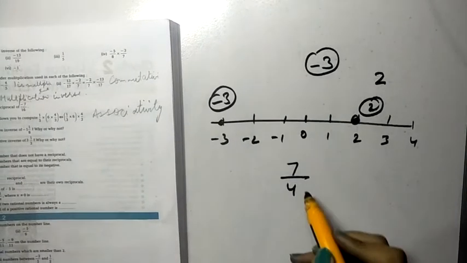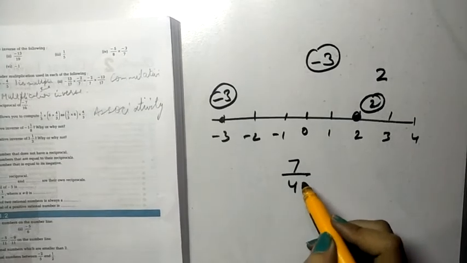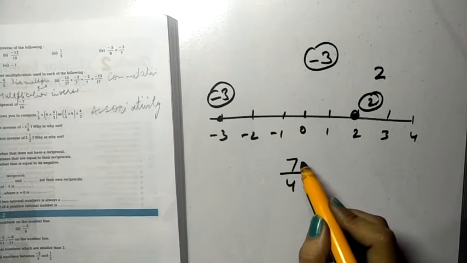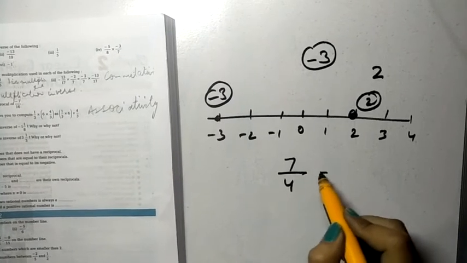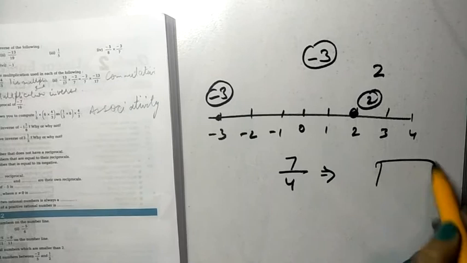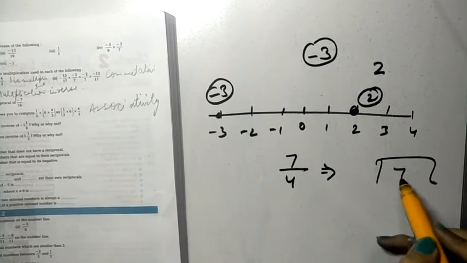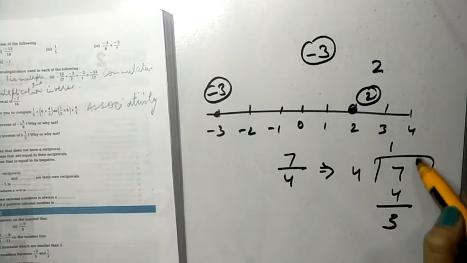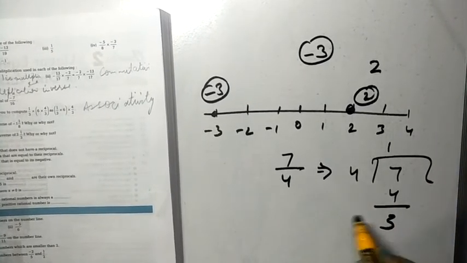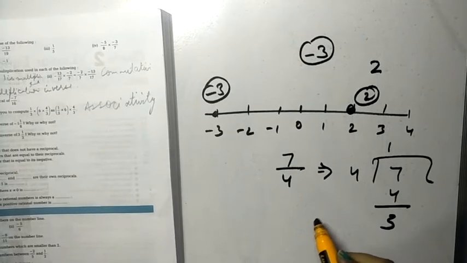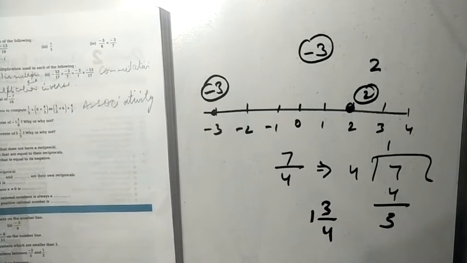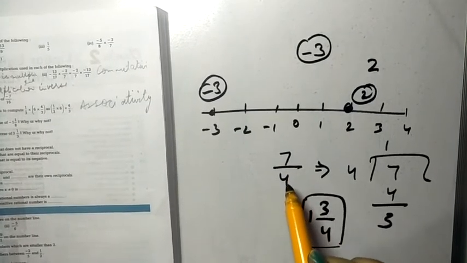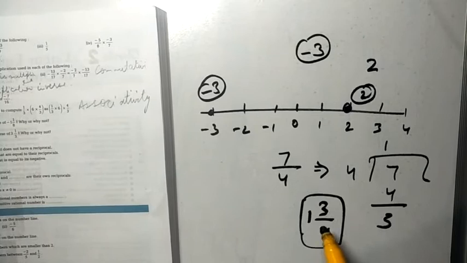The first thing to know about this question is that the denominator is 4 and the numerator, 7, is greater. So first we have to make it a mixed fraction. The remainder here is 3, and we can write it as 1 3/4. This is the mixed fraction. Remember, whenever the numerator is greater than the denominator, we have to write the fraction as a mixed fraction first.